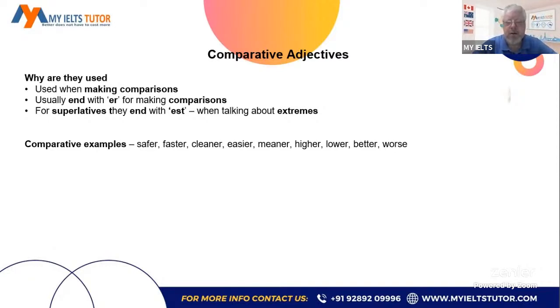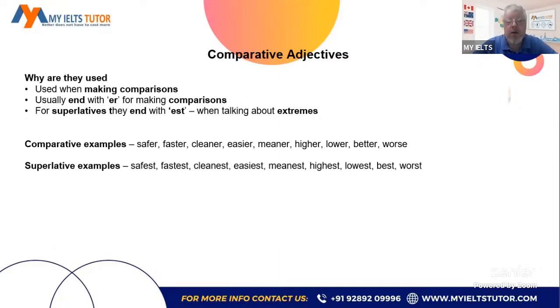We can have safer, faster, slower, meaner, brighter, higher, and so on and so forth, okay? Now, with superlatives, we have safest, fastest, cleanest, easiest, worst, lowest, highest, for example. So we want to study these, and you want to know when to use them and when not to use them. When you're making comparisons, use a comparative.